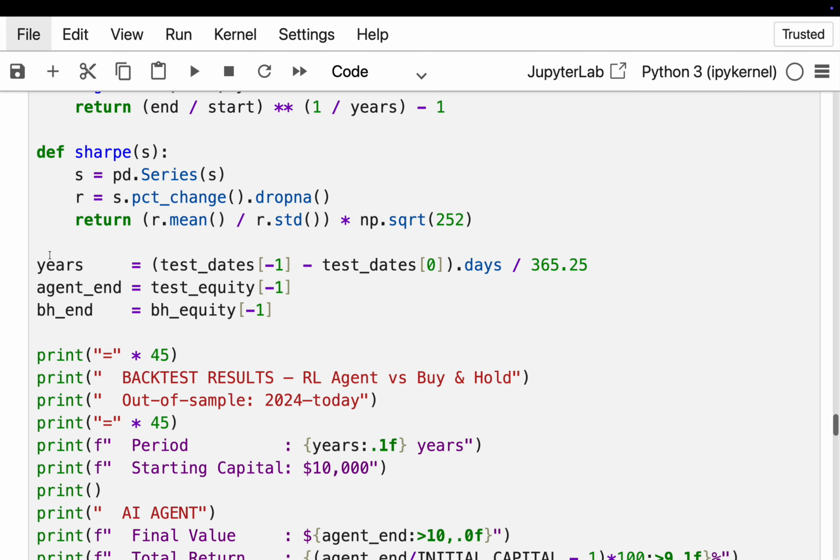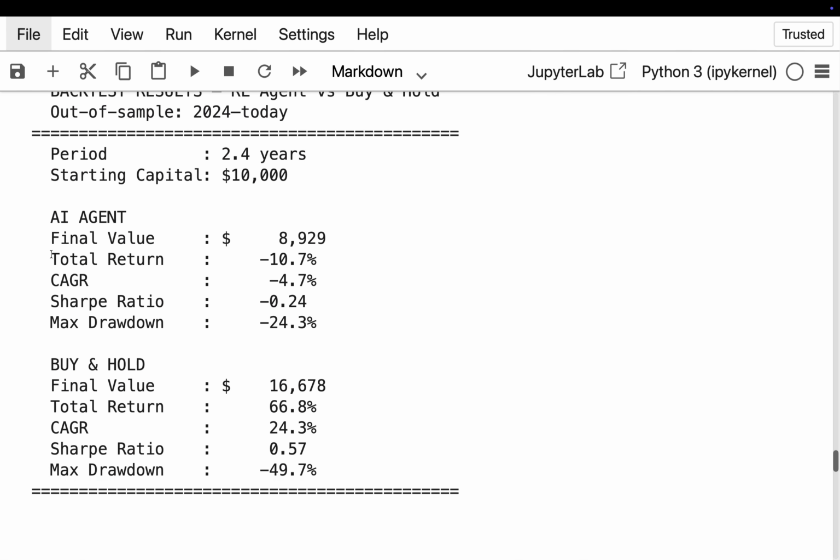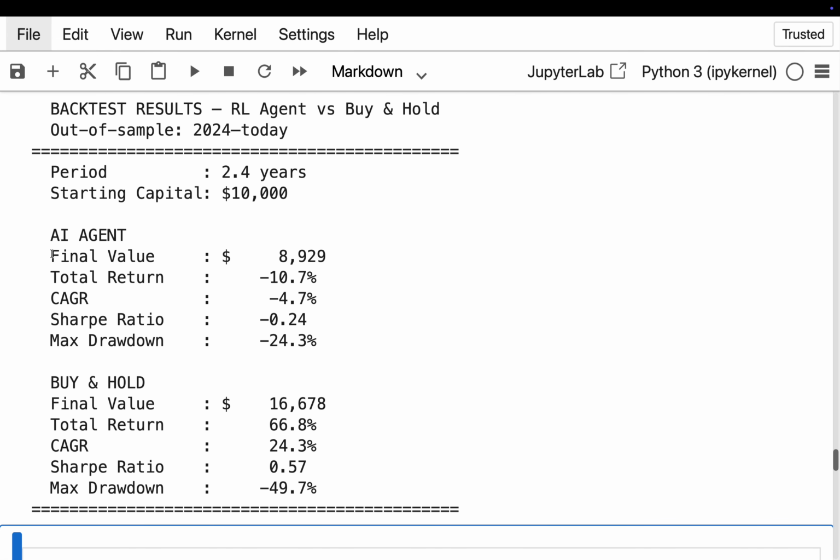So, the numbers. AI agent final value, $8,929. That is a loss of 10.7% over 2.5 years. Buy and hold final value, $16,683, a gain of 66.8%. Sharpe ratio on the agent, negative 0.24. Buy and hold Sharpe, 0.57.